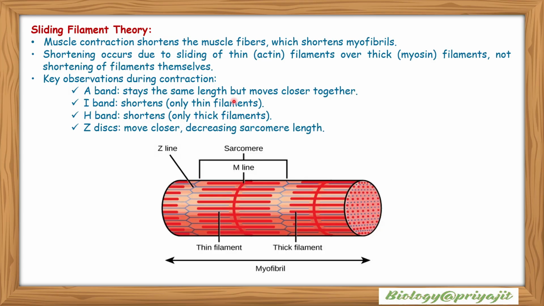The A band stays the same length but moves closer together. The I band shortens, only thin filaments shorten, and the H band shortens, only thick filaments. The Z discs move closer to each other, decreasing the sarcomere length.